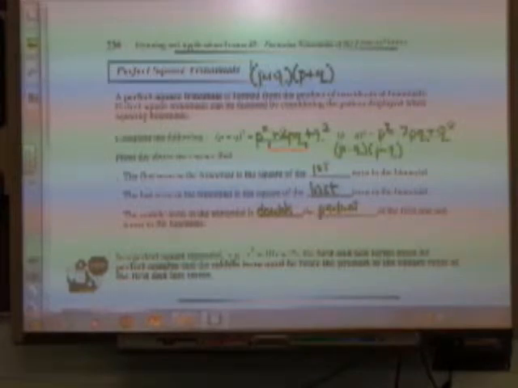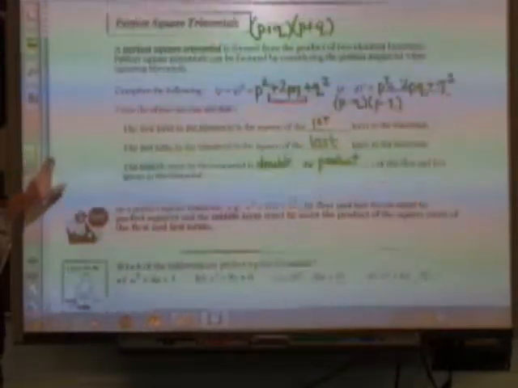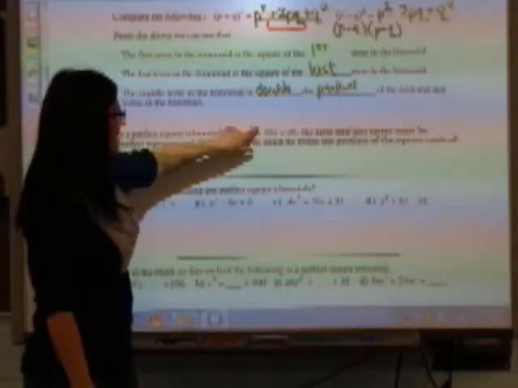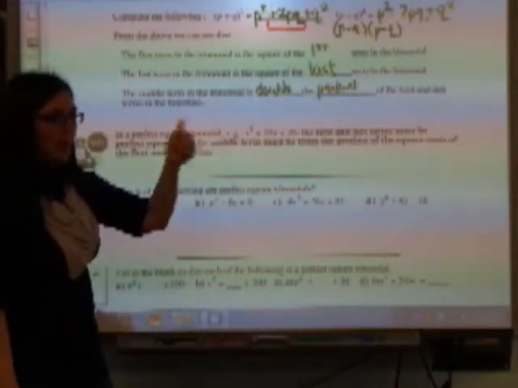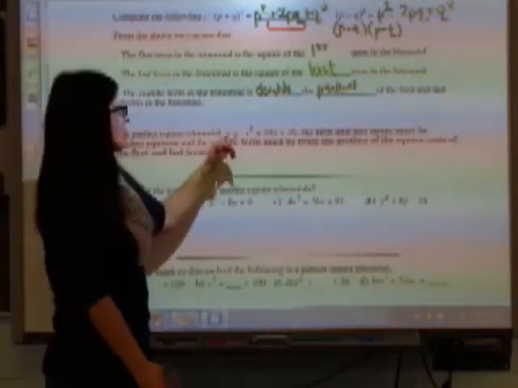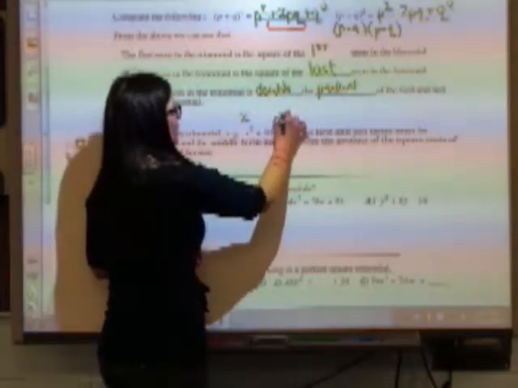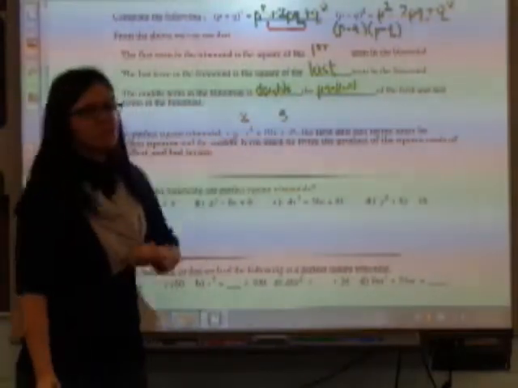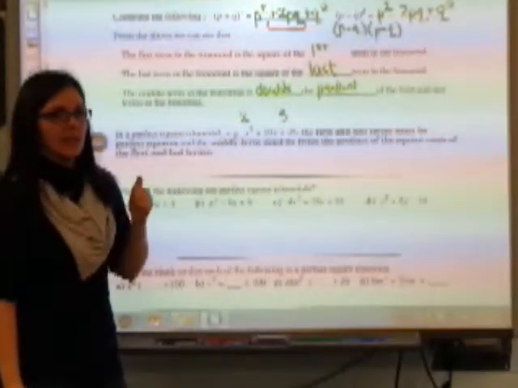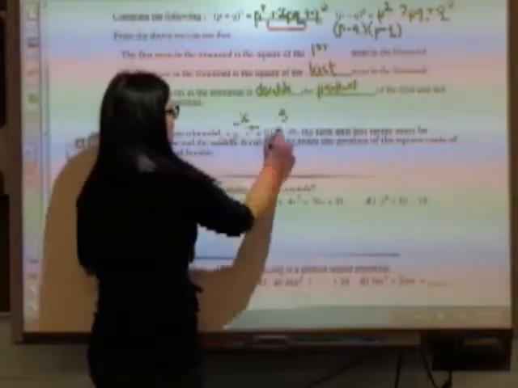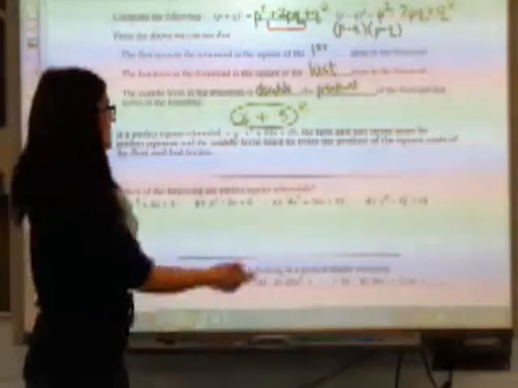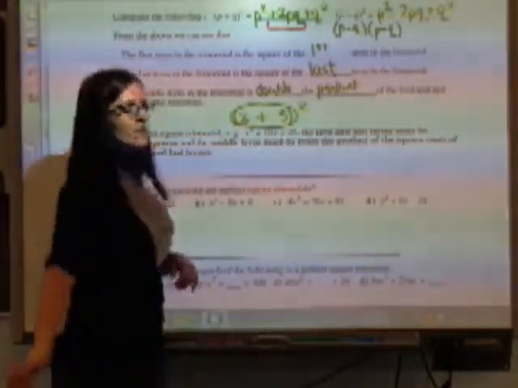So in a perfect square trinomial, the first and the last terms have to be perfect squared numbers. So can I take the square root of x squared? Yep. Can I take the square root of 25? Yep. If I do that, I get an x and I get a 5. If I multiply those two together and double it, do I get 10x? Yep. This becomes my perfect square. So this is how I would then write it.